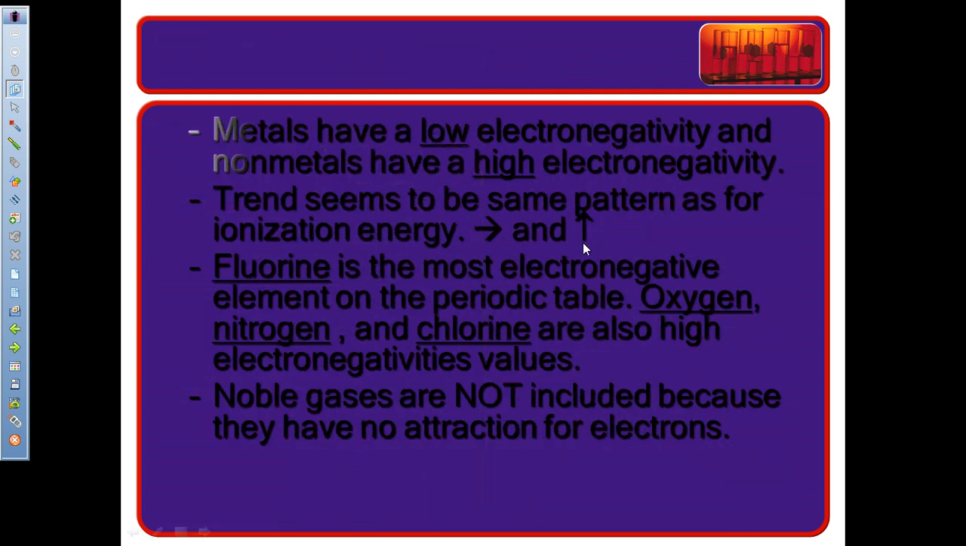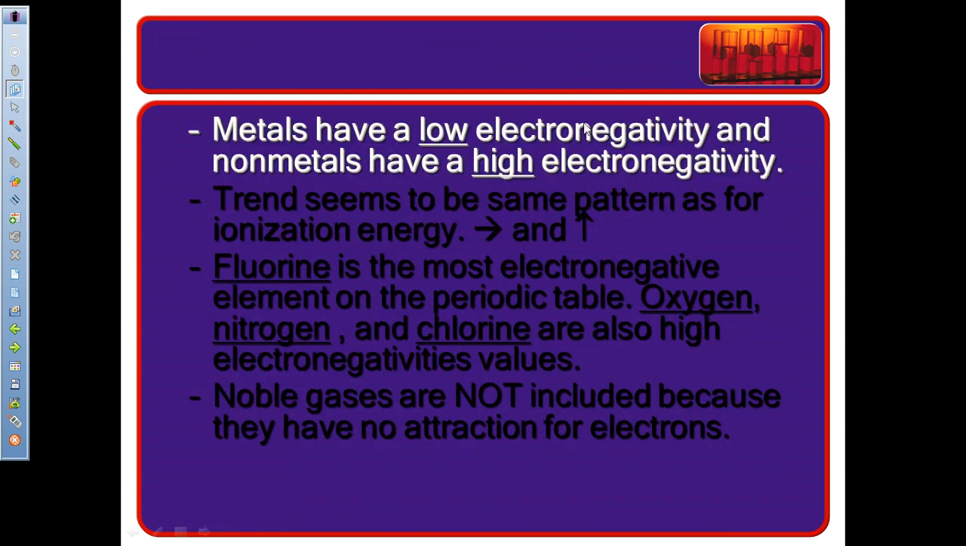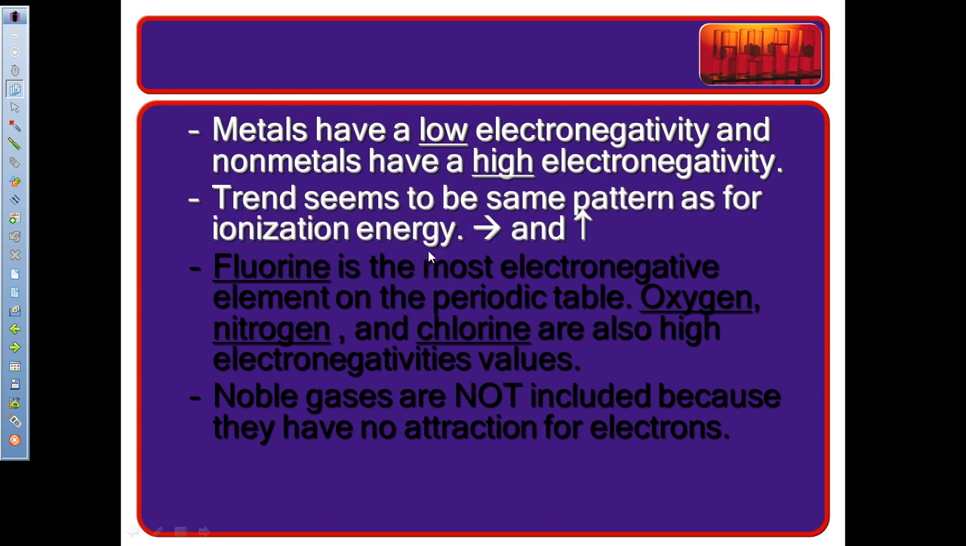So the trend: metals have low electronegativity because they have those extra electrons that they're willing to give up. That's why they make cations. Nonmetals have high electronegativity because they're almost to that noble gas configuration, so they're going to pull those electrons really close to them. So the trend seems to be, as you move to the right and as you move up, the same trend that we see with ionization, up and to the right.